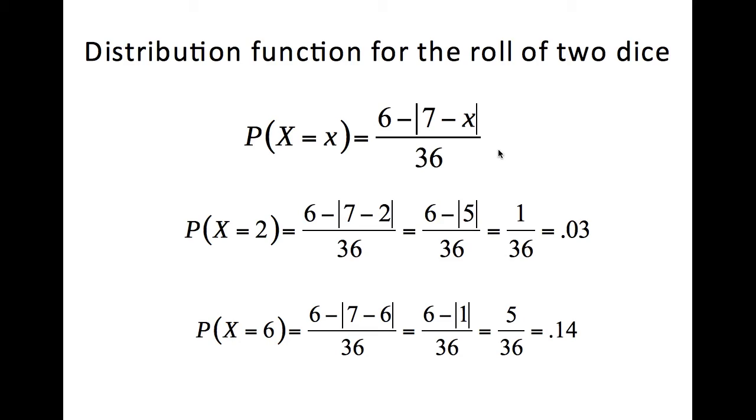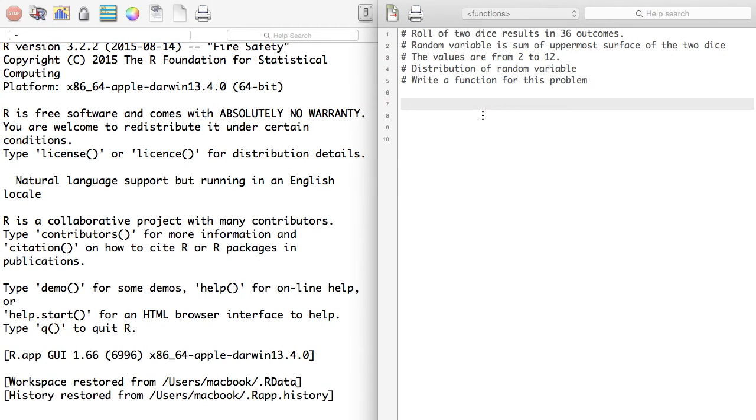Now let's write this distribution function. In this exercise, when you roll two dice, it results into 36 outcomes. A random variable is sum of the uppermost surface of the two dice. The values of this random variable would range from 2 to 12. The distribution function of this random variable is already discussed. Now this distribution function has to be written as a function in R is the problem that we are trying to solve. So let's define a function.